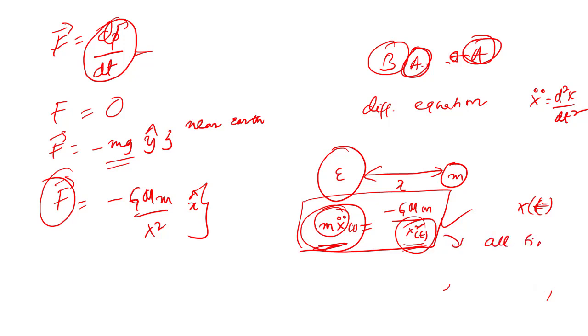So for any t, if I take any t and then I have an x of t at that time, this equation holds true. So it is not just for one instant of time, but it's valid. This equation itself is valid for all times.